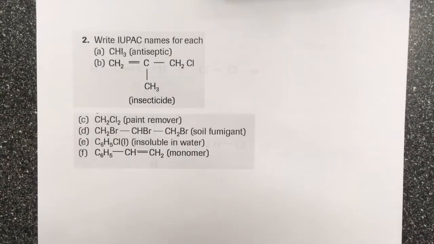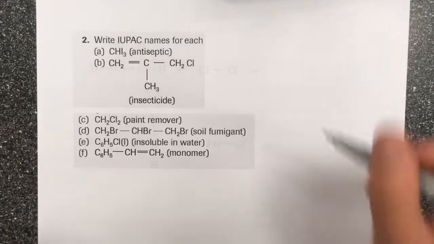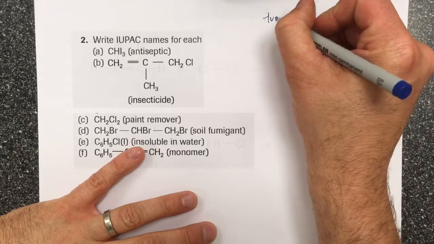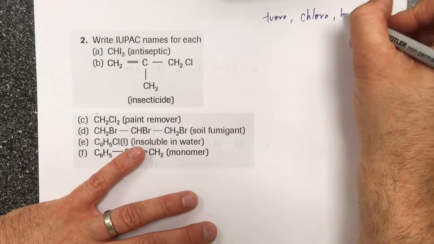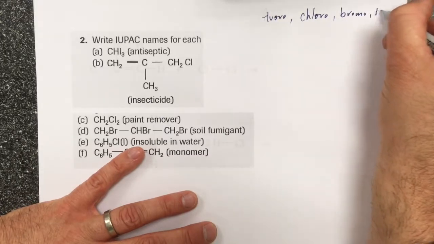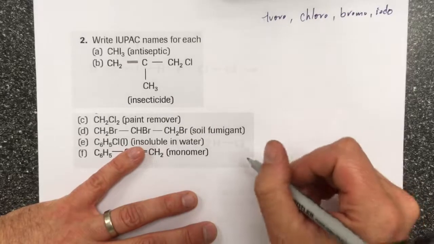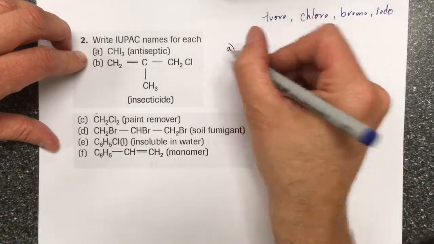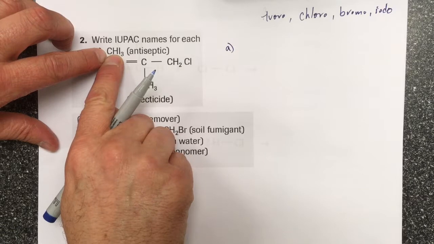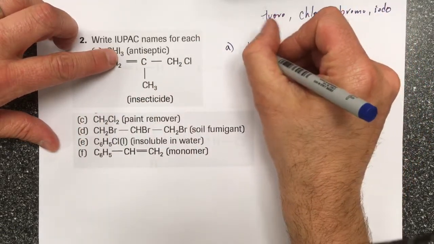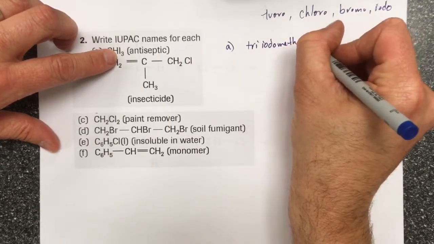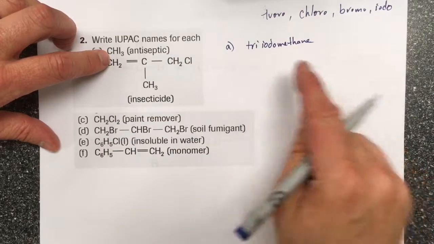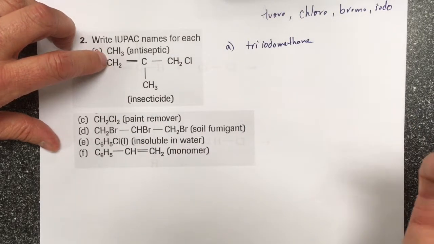Naming alkyl halides is essentially the same as naming branched alkanes, except that we have fluoro for fluorine, chloro for chlorine, bromo for bromine, and iodo for iodine. So A is a methane because it's got one carbon and it's got three iodines. So that's triiodomethane. I don't need numbers for the iodines because they can only be on the first carbon. So they don't actually need that.